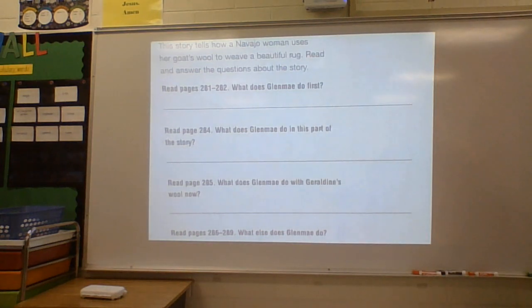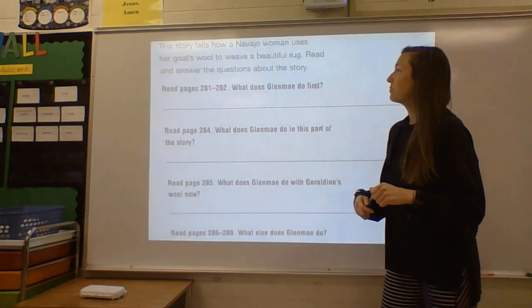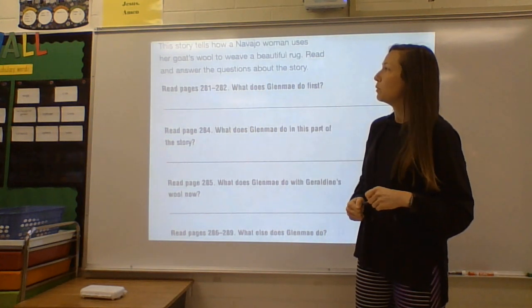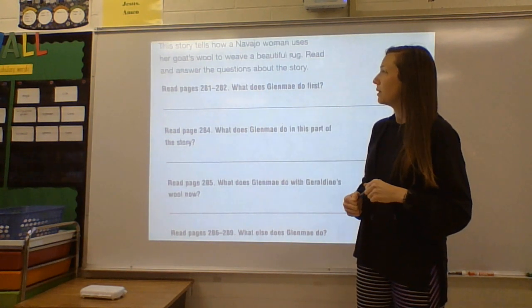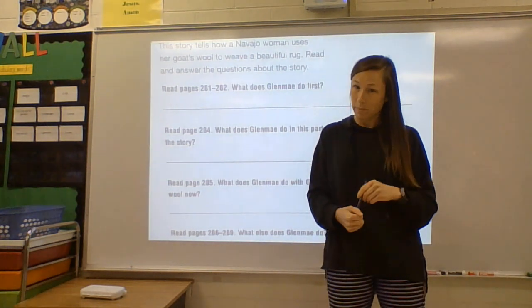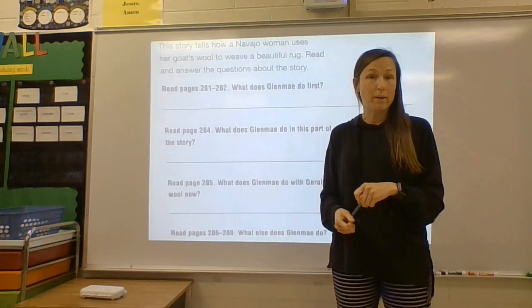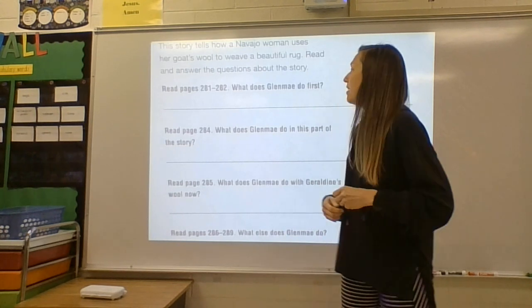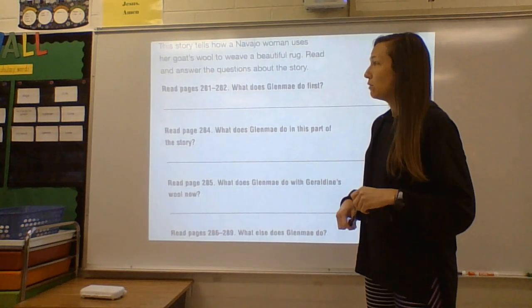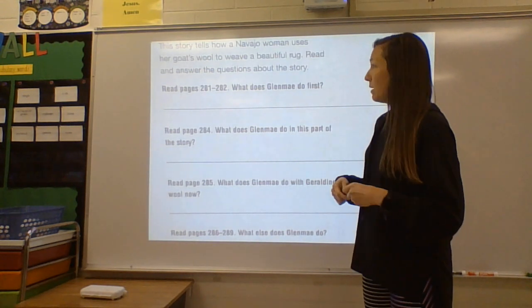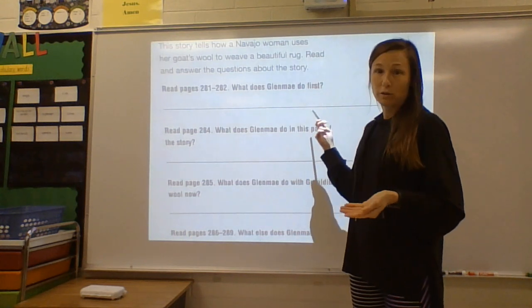First, we should always read the directions, right? This story tells how a Navajo woman uses her goat's wool to weave a beautiful rug. Read and answer the questions about the story. And we know that we're preparing ourselves for third grade. We always write in complete sentences, right? So what we have to do is read pages 281 to 282, and then we have to decide what does Glen May do first.